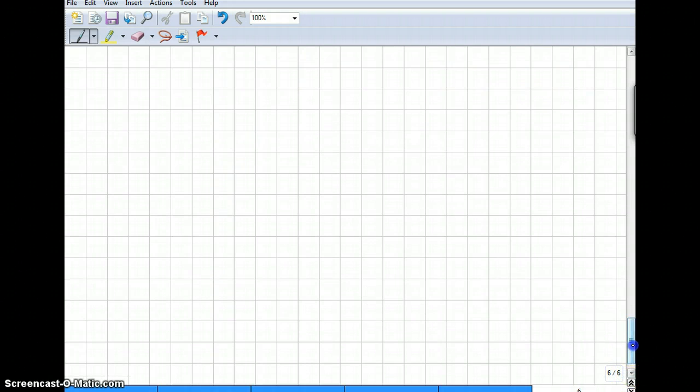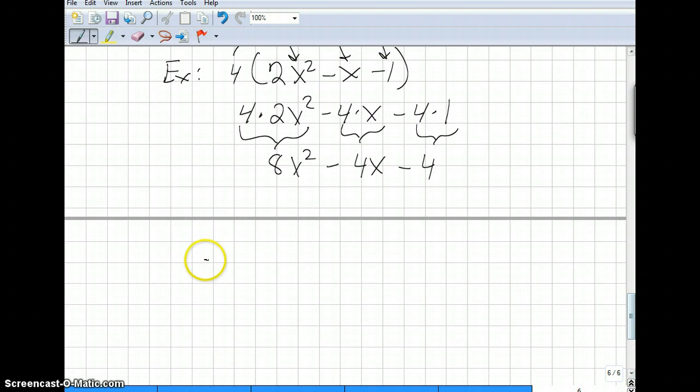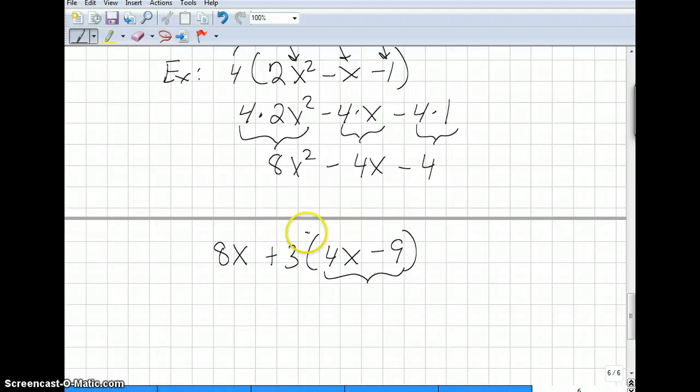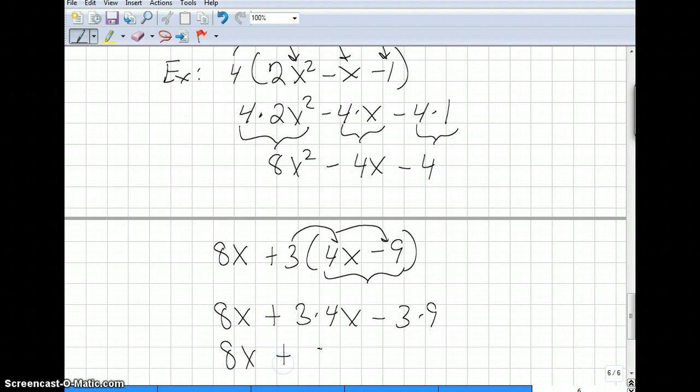Another example that you might see in your homework would be 8x plus 3 times 4x minus 9. So in this case, we look inside parentheses, can't do anything there. So the next step would be to remove the parentheses using distributive property, which would give us 3 times 4x minus 3 times 9. Simplifying.